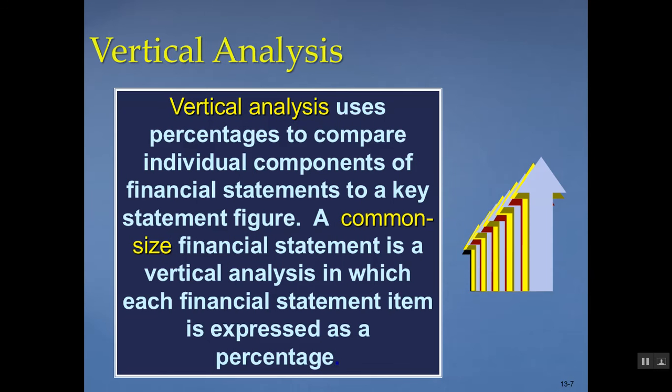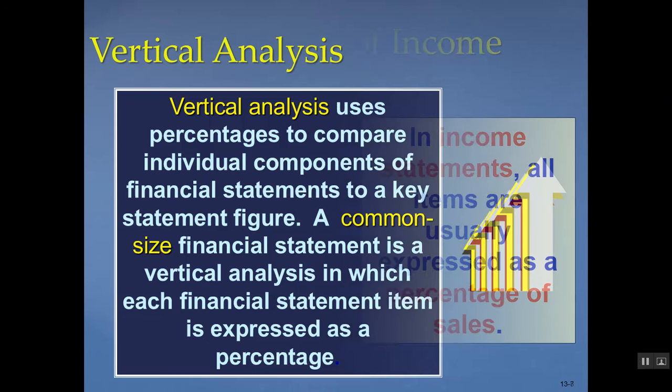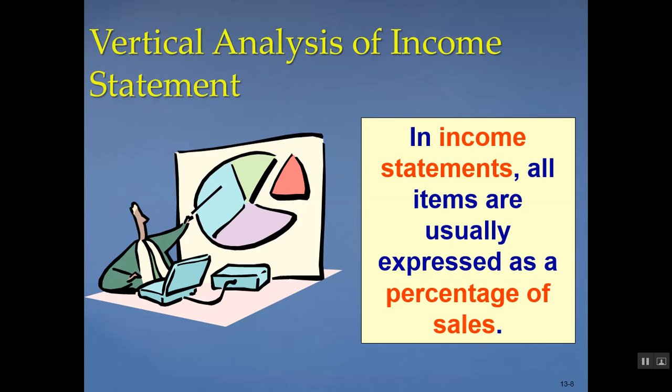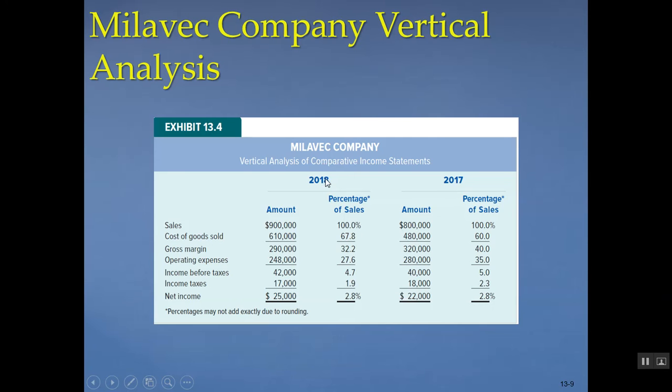Vertical analysis uses percentages to compare individual components of the financial statements to a key figure in the statement. This is also referred to as common size financial statement analysis. Typically in income statements, all items are usually expressed as a percentage of sales. So here you can see that sales is always going to be 100%. Our cost of goods sold is 67.8% of sales, or 60% of sales in 2017. So you would expect these to remain consistent. Again, we would want to investigate why our cost of goods sold went up and our operating expenses went down as a percentage of sales.